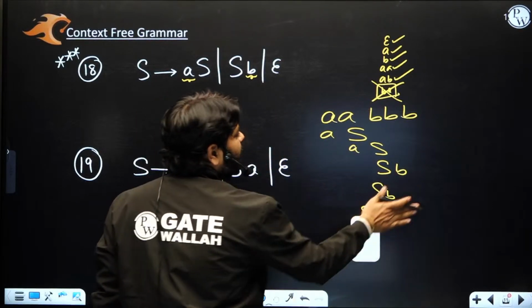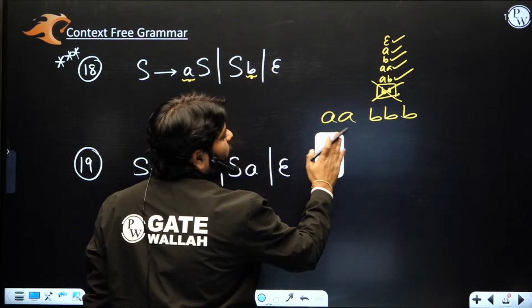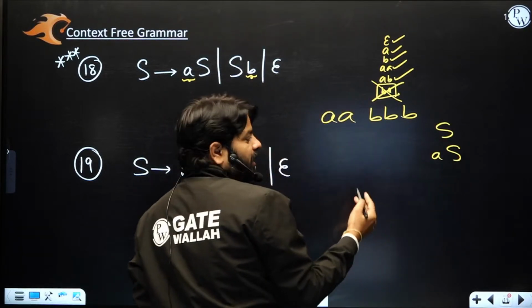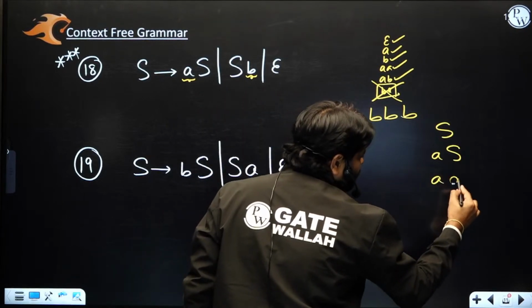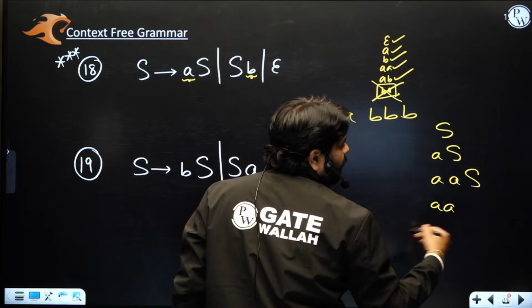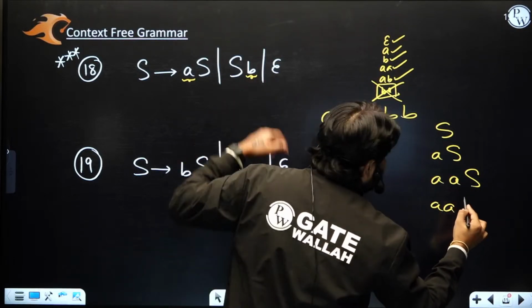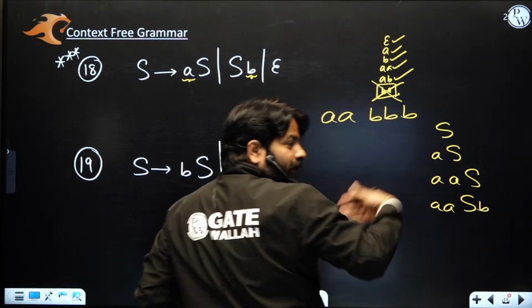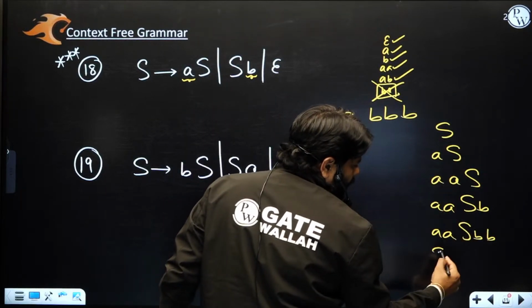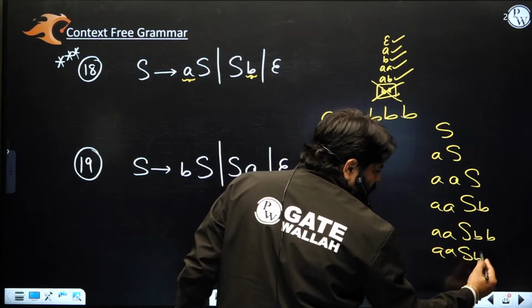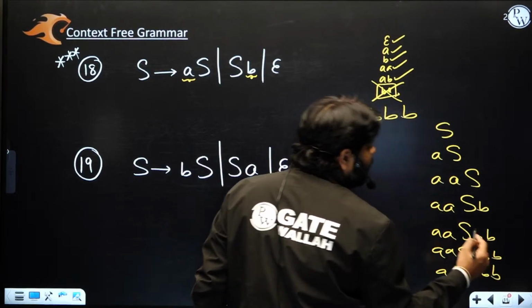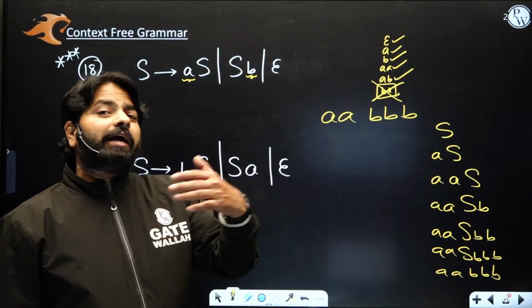So how did you generate this? When you are generating it, what's happening? S you substitute with AS, so first A comes, again S you substitute with AS, so first A comes. When you want B's, what's happening? S you replace with SB, not BS. Now B goes to the last, again SB, again you put one more SB. Now at this time you put epsilon, so double A triple B. It's impossible to get B's first then A, right?